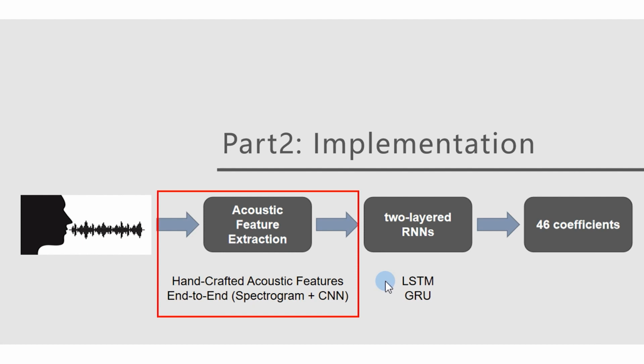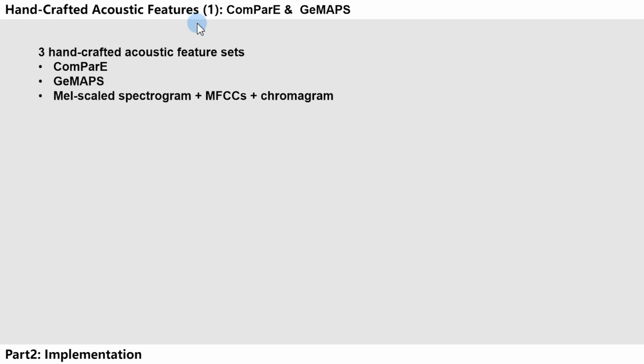So now let's move to the second part, implementation, and we mainly focus on the feature extraction part. We said we have two different ways. One is handcrafted acoustic features, another one is the end-to-end model. For the handcrafted acoustic features, we also have three different methods.